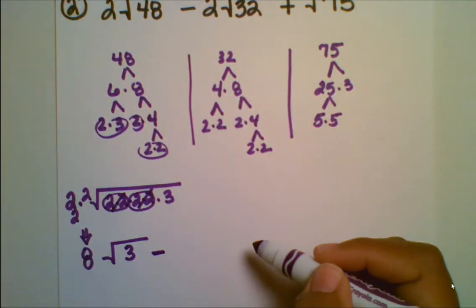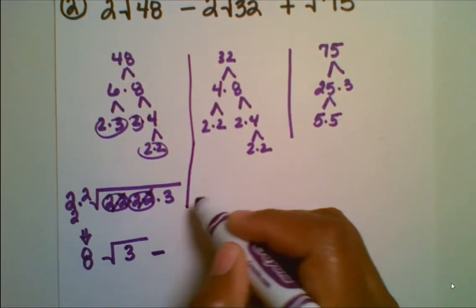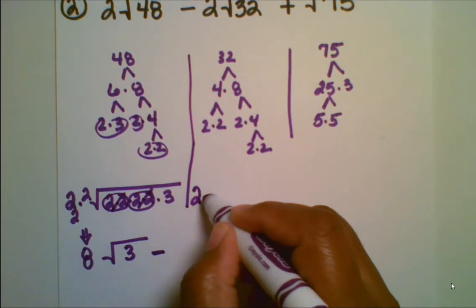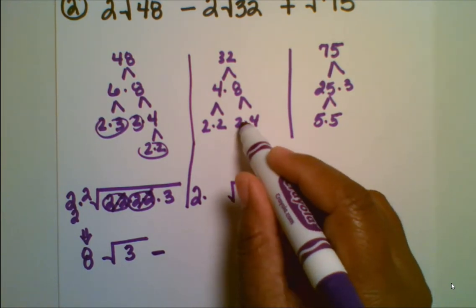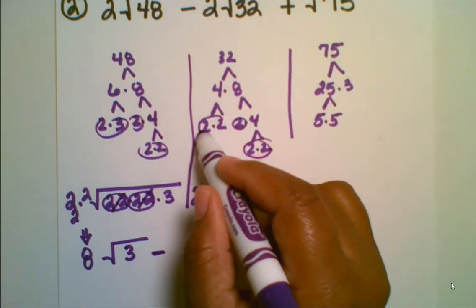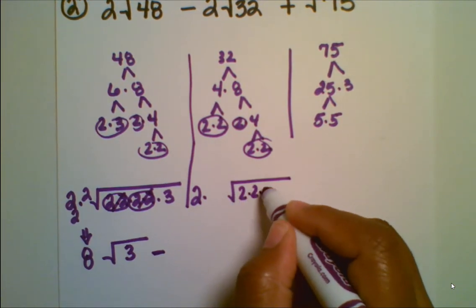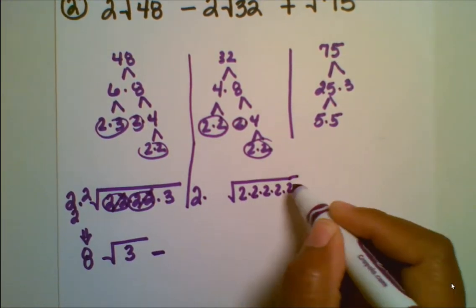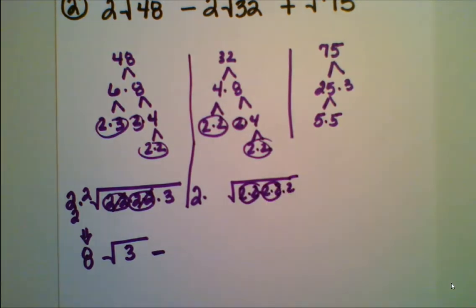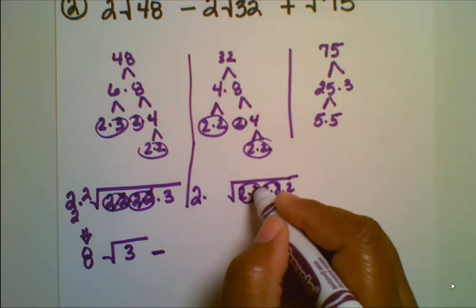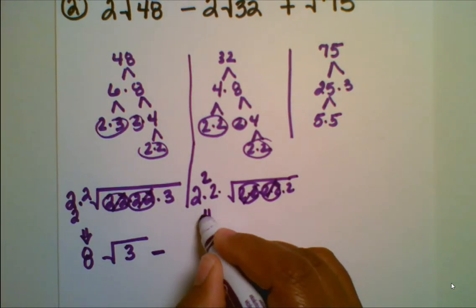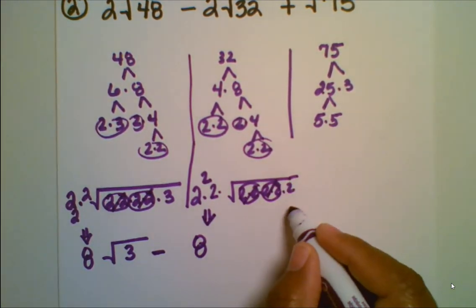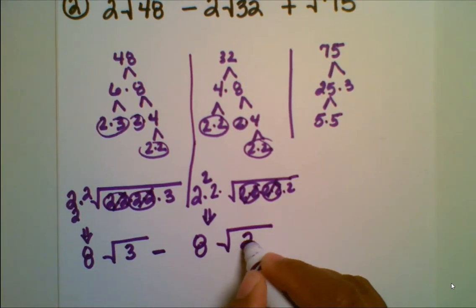Minus, let's do the next one. We have 2 times the square root of 32. And we have 1, 2, 3, 4, 5, 5 2's. We're looking for pairs. We're going to bring 2 2's out, multiply it to the 2 that's already there. That gives us 8. What's left under the radical sign? The square root of 2.